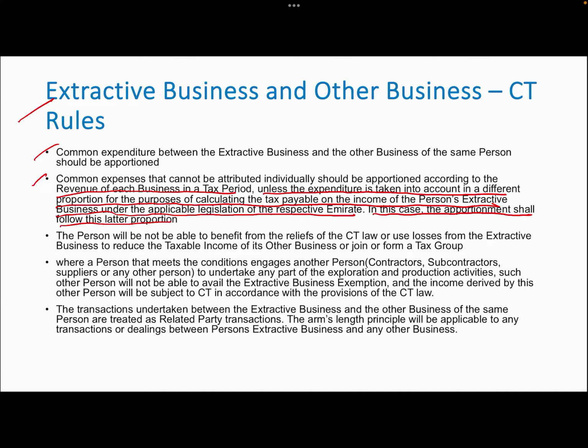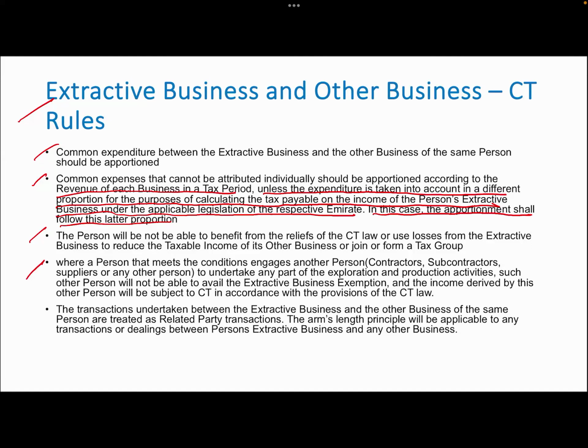At that point, the person will not be able to benefit from the relief of the CT law or use losses from the extractive business to reduce the taxable income of its other business, join or form a tax group. So basically, if there is a loss in your extractive business, those losses cannot be distributed to the other businesses, or this extractive business cannot form a tax group.